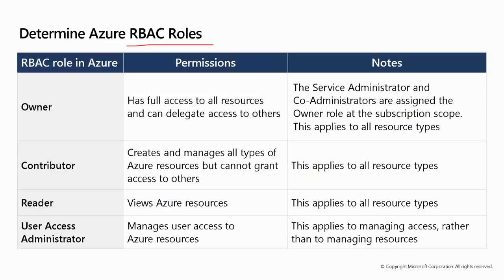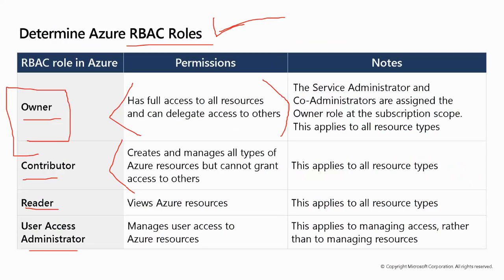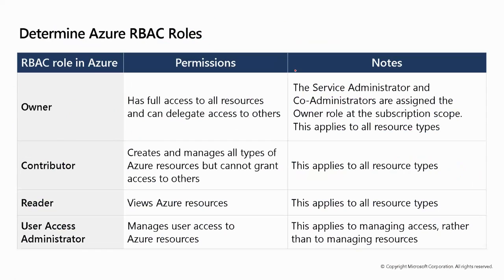So the roles that I was telling you about: owner, contributor, reader, and user access administrator. These are like the most basic ones. You know, we can create new ones. The owner, of course, can do and undo things at his will, right? The contributor, well, he doesn't have the same privileges as the owner, but he is the next person in line to have those privileges. So you can tell.